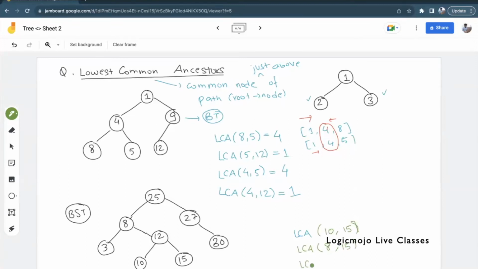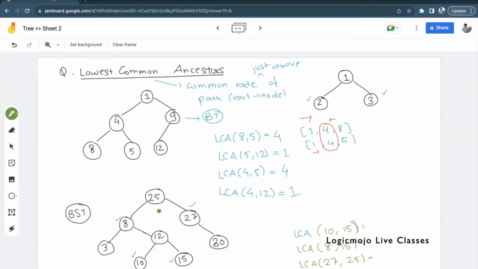Okay, and then the lowest common ancestor of 27 and 25. Just share the results of all of these three in the chat box. It is the same as the binary tree, right? Because a BST is just a binary tree only. So share what is the lowest common ancestor of 10 and 5, 10 and 15. So 10 is this, 15 is this. Okay, and then 8 and 15. And then 27 and 25.